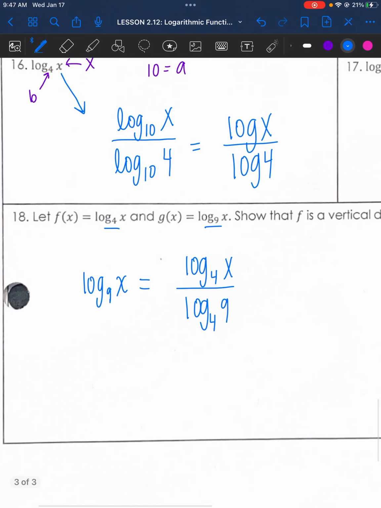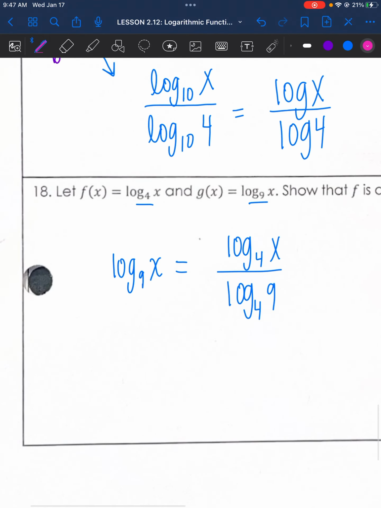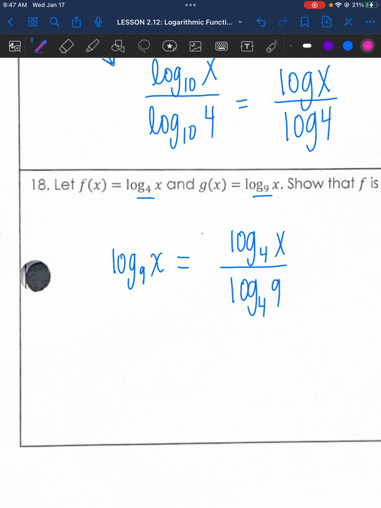Let me go back to some very basic algebra for you real quick. 10 divided by 2 is the same as 1/2 times 10. Do you agree? 10 divided by 2 is 5. 1/2 times 10 is 5. So x divided by 3 is the same as 1/3 times x.